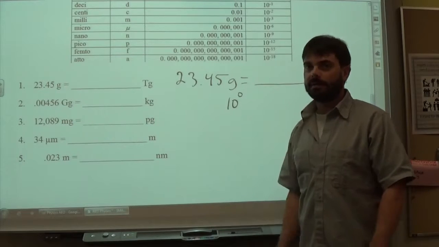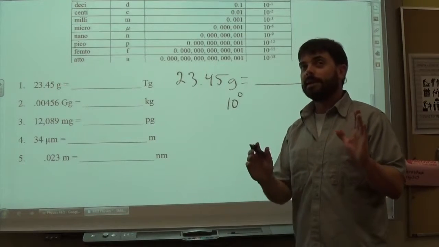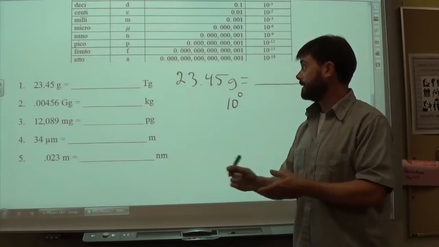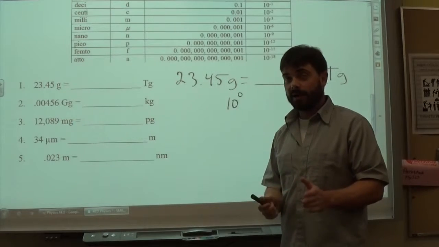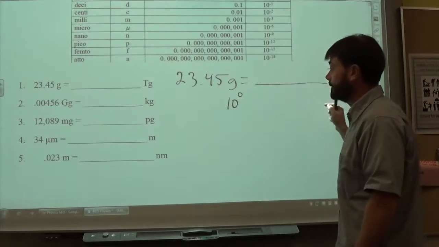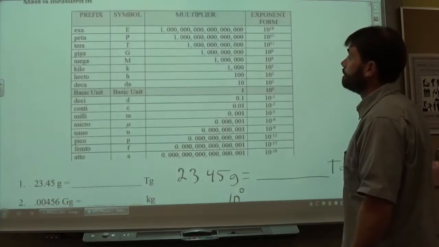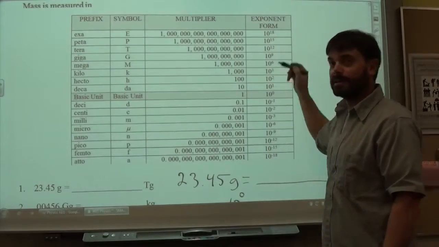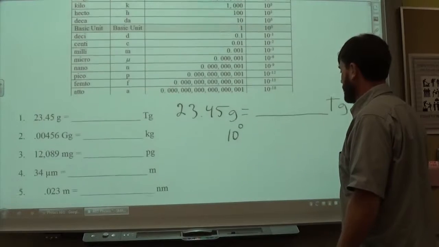10 to the 0 power is the same as 1, right? You're not moving the decimal when you're at the base. The base is just whatever you got. I have 23.45 grams, with gram being the base unit. I'm trying to convert that to teragrams. Well, teragrams, listed up here, you see the capital T, you follow it over, teragram is 10 to the 12th.